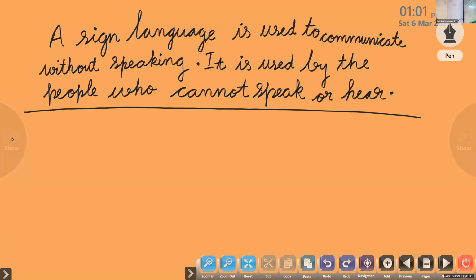A sign language is used to communicate without speaking. It is used by the people who cannot speak or hear. Write and study two times. How many times do you need to write and study? Two times. Then, next answer: what is communication? The process of sharing thoughts. Those who have completed the first one two times, you can move to the second one. First of all, write the first one two times.